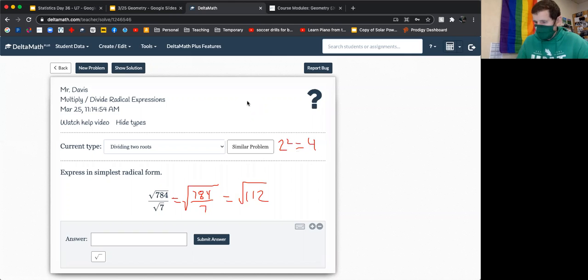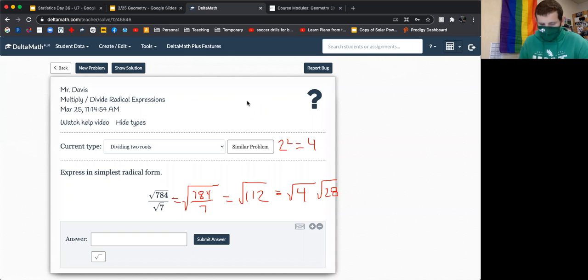112 divided by 4 is 28. So I could split it up this way. Square root of 4 times square root of 28. And I'm showing you this because maybe you find a bigger perfect square factor. And maybe you guys already have jumped to what it should be. But let's say this is where you start. Either way, we can get to the same answer.